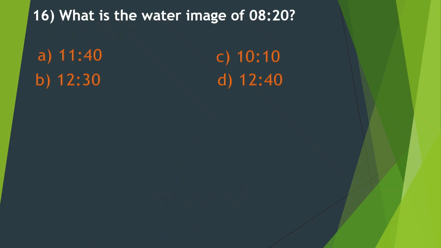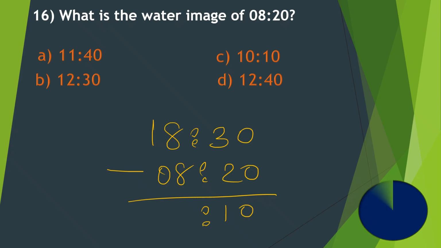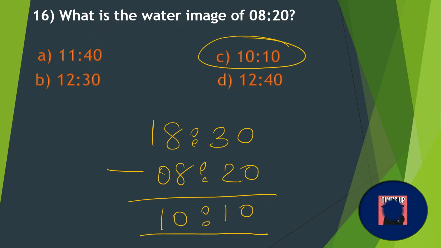16th question on your screen and your time starts now. What is the water image of 820? Water image is asked. When water image is asked, you need to subtract the real time from 1830. So when I subtract it from 1830 minus 820, what will be my answer? It will be 1010. So option C is the correct one.